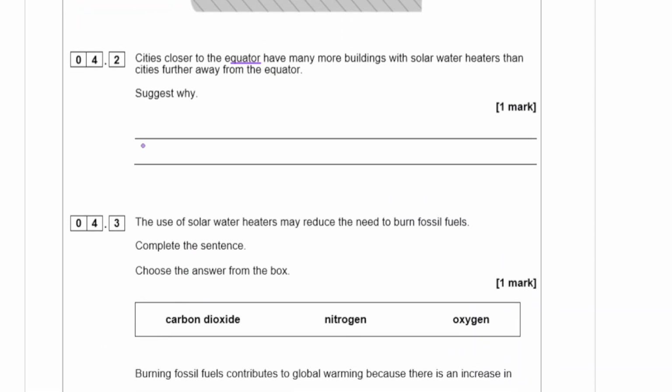Cities closer to the equator receive a greater solar intensity.